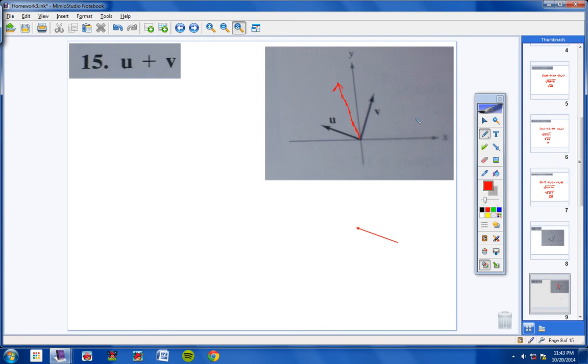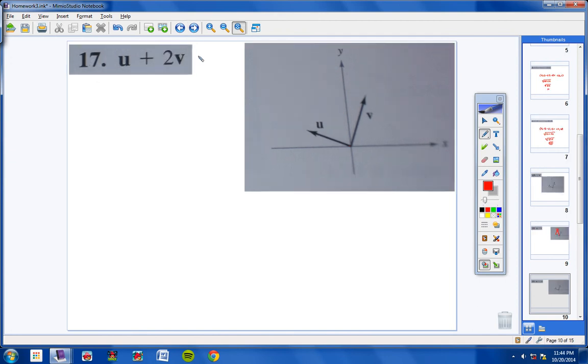Or another way to have done it was this. You could have taken this vector here and put it here, like this, and then put another vector here like this, and then it's the diagonal from here to here, which is the exact same thing I just had, okay? So there you go. This vector right here, we would call that vector u plus v. All right, number 17.